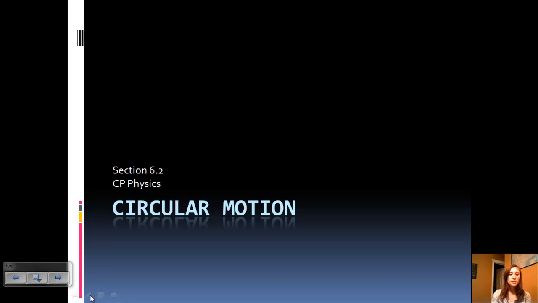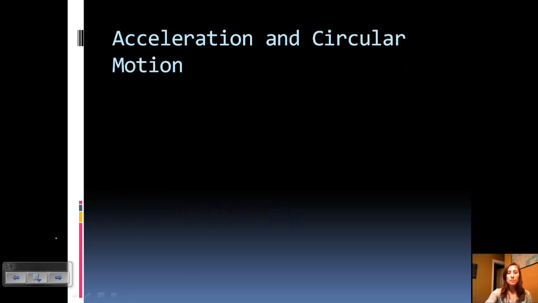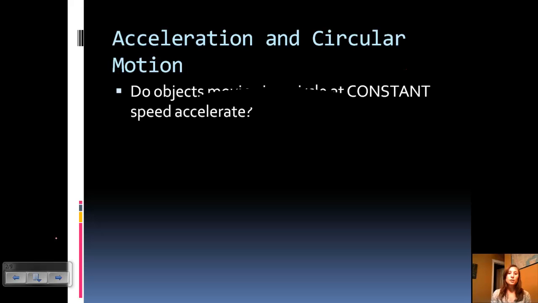All right, hello. We are going to continue with section 6, or chapter 6, and look at section 2, which involves circular motion. So previously we talked about projectile motion, launching objects up into the air, and now we're going to talk about circular motion. Okay, so let's talk about what circular motion is.